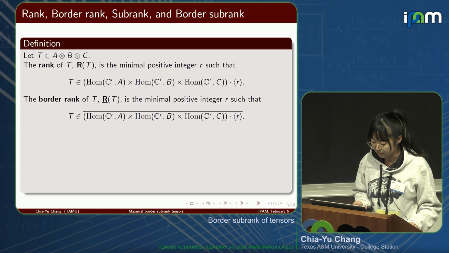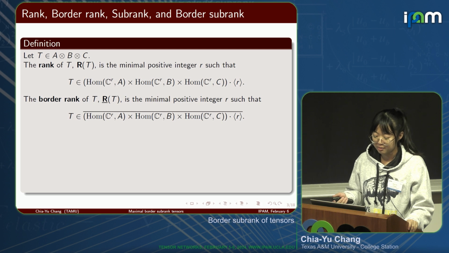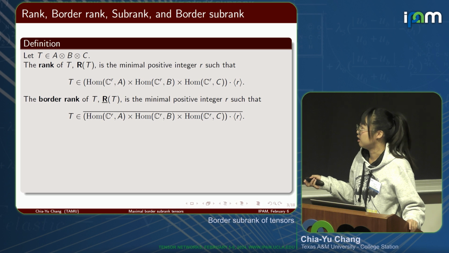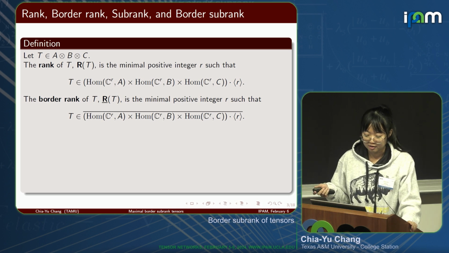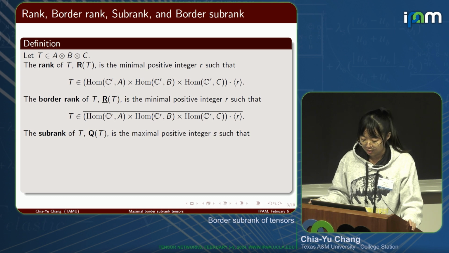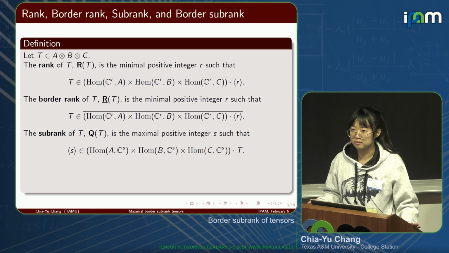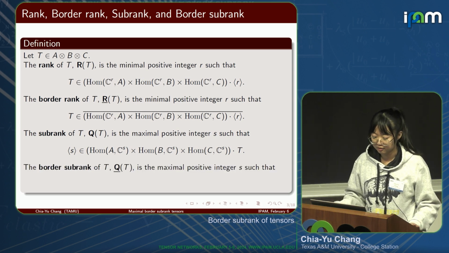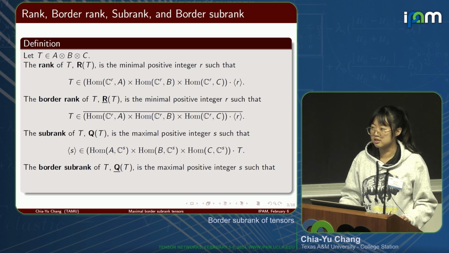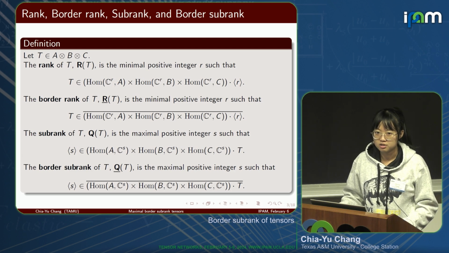Okay. Then the rank gives us a measure of the cost of tensors, and we are wondering what would happen if we switch the positions of the tensor T and the unit tensor. This gives us the definition of subrank. The subrank of T, denoted Q(T), is the maximal positive integer S such that the size S unit tensor can be obtained by applying linear transformations on the tensor T. And the border subrank of T is the maximal positive integer S such that the size S unit tensor lies in the closure of the set of tensors that can be obtained by applying linear transformations on T.